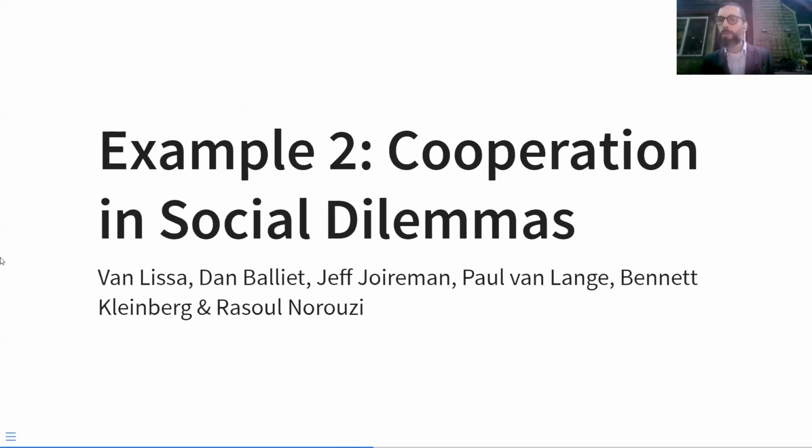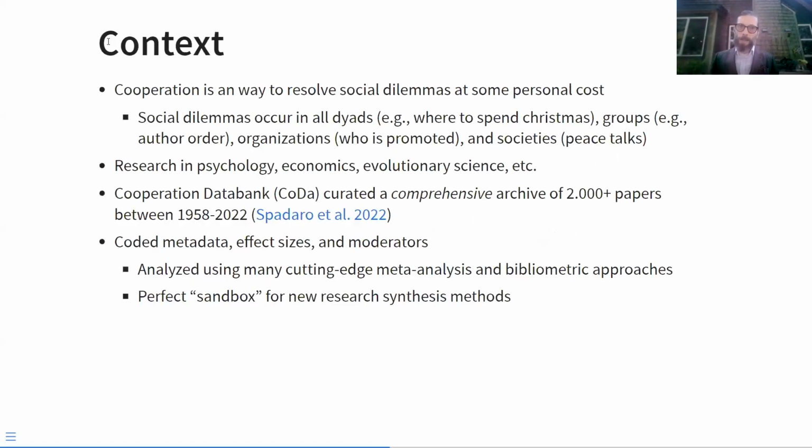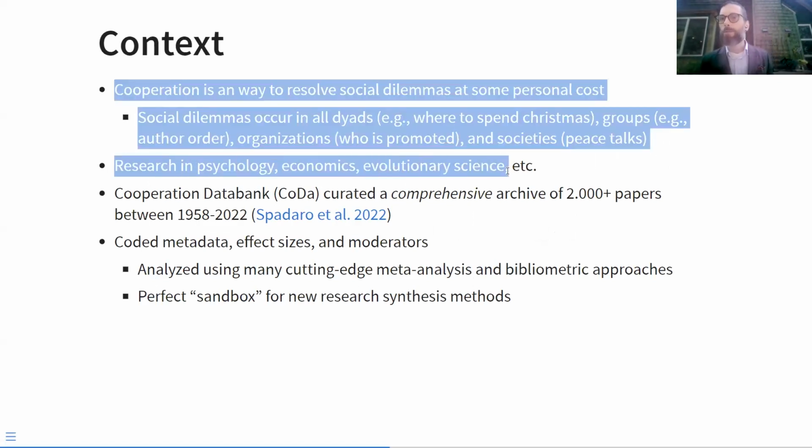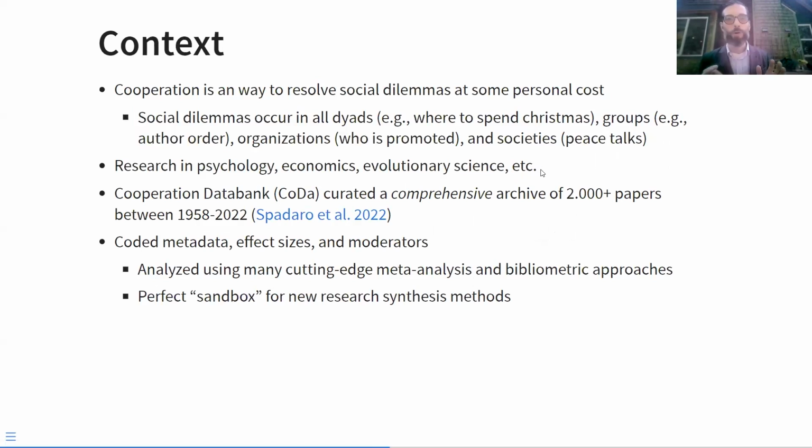So in the second example, we tried to remedy some of those limitations. And for this study, we analyzed the so-called Cooperation Data Bank by Dan Balliot. This is a great sandbox for developing new research synthesis methods because they comprehensively curated all experimental research on cooperation in prisoners' dilemmas. And we wanted to see what constructs were connected to cooperation in prisoners' dilemmas. So cooperation is a way to resolve social dilemmas at some personal cost. Such dilemmas occur in all dyads, groups, organizations, and societies. And there's a lot of research on this from different fields. So again, we have the fragmented literature problem.